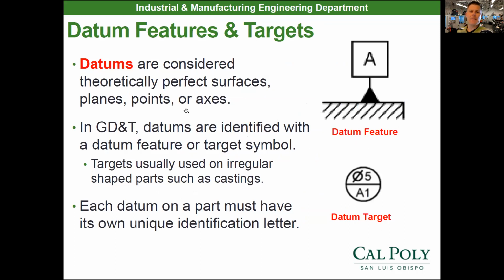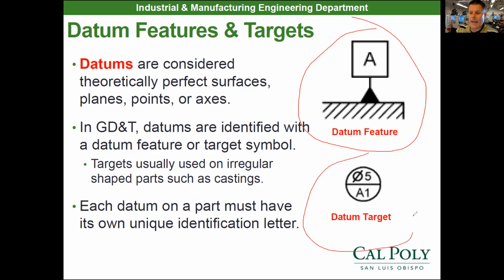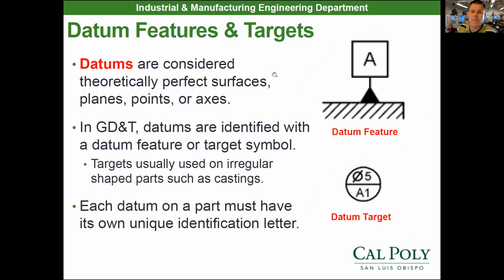Now, a datum is specified on my drawing with a datum feature. In order for an engineer to specify an important surface, plane, or point, they either need to use a datum feature symbol like you see right here, or a datum target symbol right here. These datums are identified by letters, like A, then going down the alphabet, B, C, D, E. So you just work your way down the alphabet once, and you start with A. That's all datums are: perfect surfaces, planes, points, or axes I can relate GD&T callouts to.